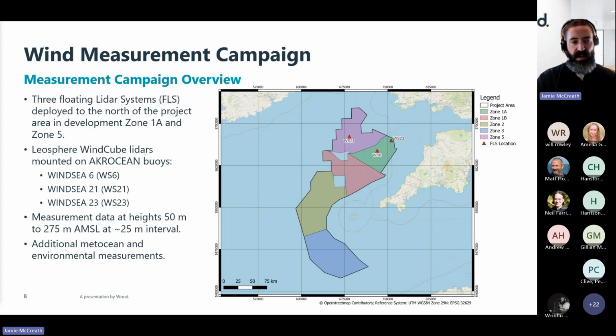With each of these LiDARs, we've got measurements from 50 meters up to 275 at roughly 25-meter intervals. So it gives you a range of measurements covering the heights that you would typically expect from lower tip height to upper tip height of any future potential wind turbines. And obviously, associated with those floating LiDAR buoys, we've got additional metocean and environmental measurements as well.